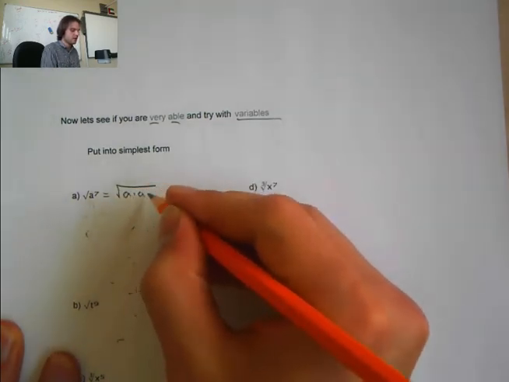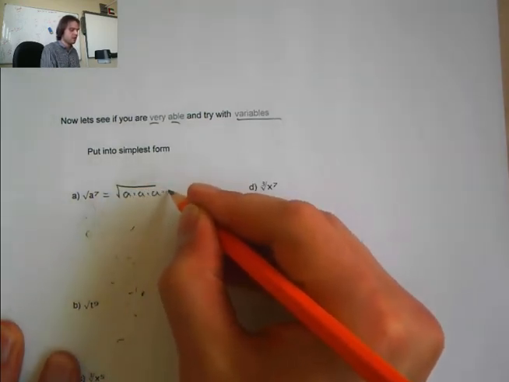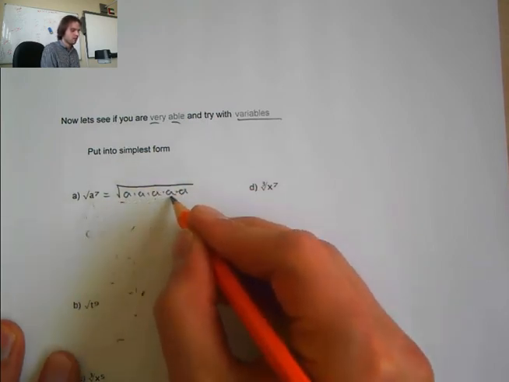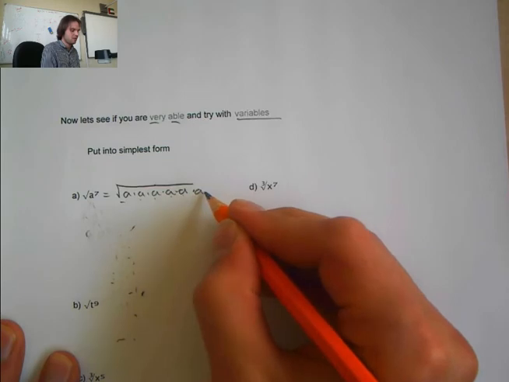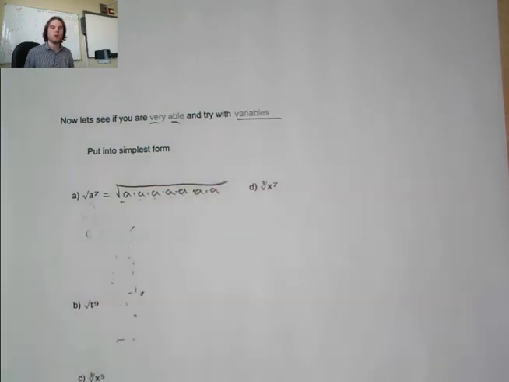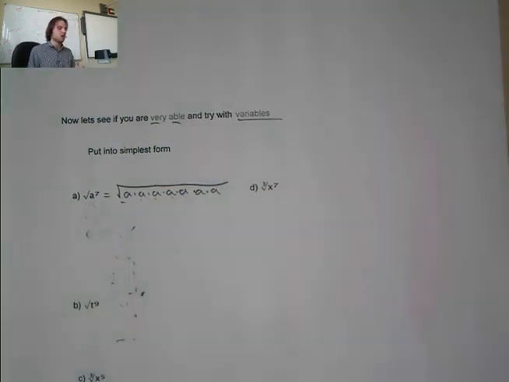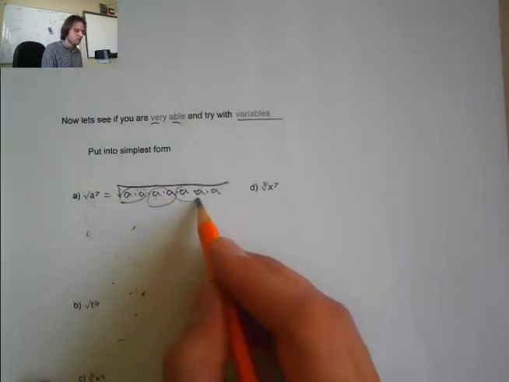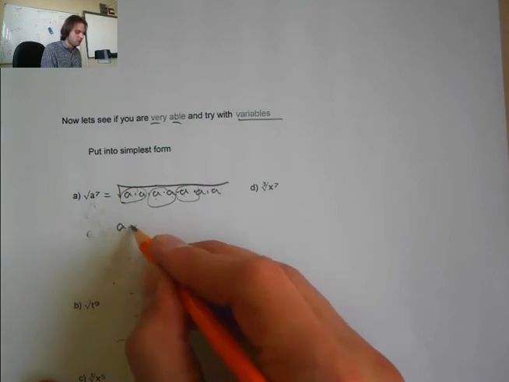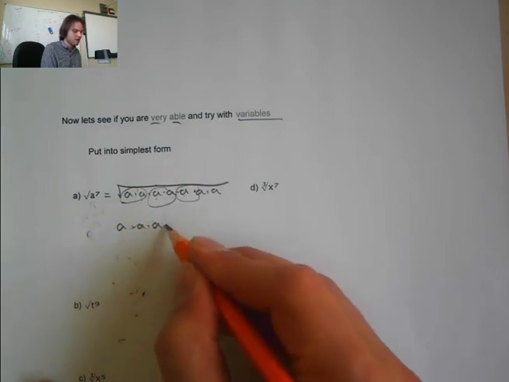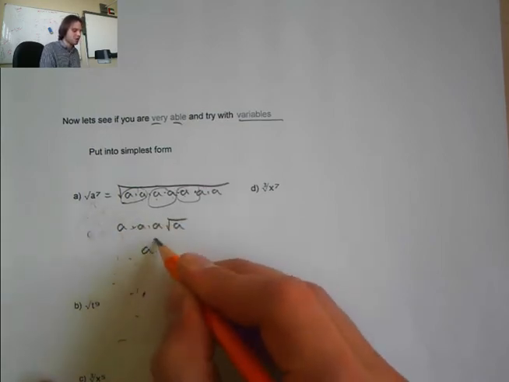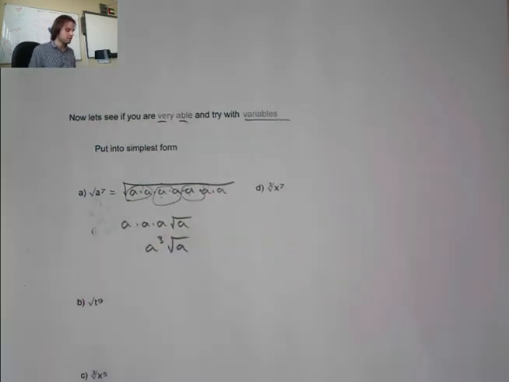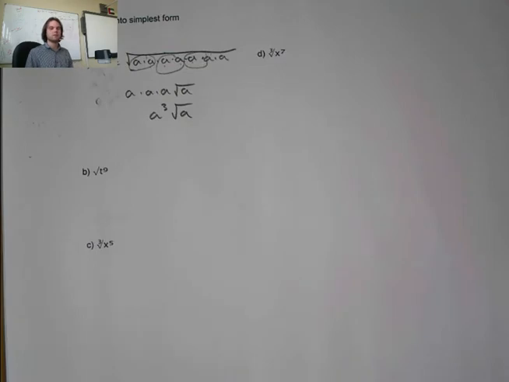a multiplied by a multiplied by a, 7 times: a, 1, 2, 3, 4, 5, multiplied by a, multiplied by a. So how many of these do we have here? 7 a's. And we need pairs to leave. So I have 1 pair, 2 pairs, 3 pairs. So I have a multiplied by a multiplied by a, and then a square root of a left. So that's a cubed square root a. See how that works? Let's take a look at t to the 9.